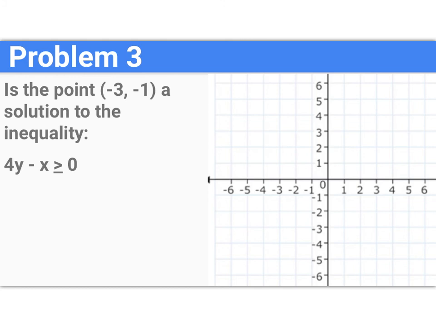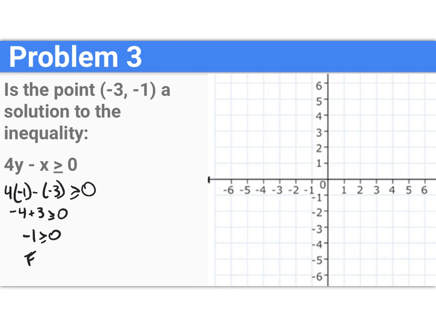Let's look at the example. Is the point (-3, -1) a solution to the inequality? All right, look here. Our things are mixed up. So we're going to do 4 times -1 minus a -3. See, I use 2 parentheses there to keep my sign straight. -4 plus 3 greater than or equal to 0. -1 is greater than or equal to 0. So that's true. Oh, no, it's false. I'm sorry. -1 is not greater than or equal to 0.